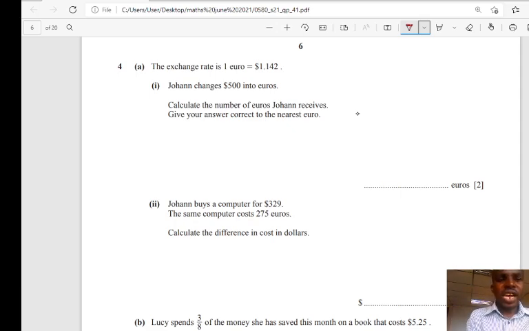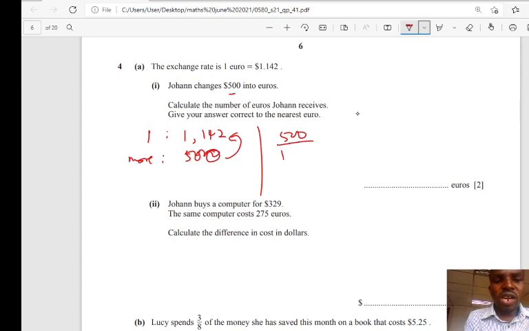Here you just say the amount changed is 500 dollars. Just use this proportion. €1 is to $1.142. What about $500? It's more. That's proportion, right? So just say this over this times that one. It will be 500 over 1.142 times 1. You divide here, 500 divided by 1.142.